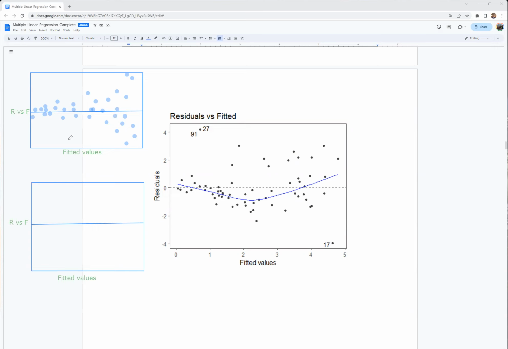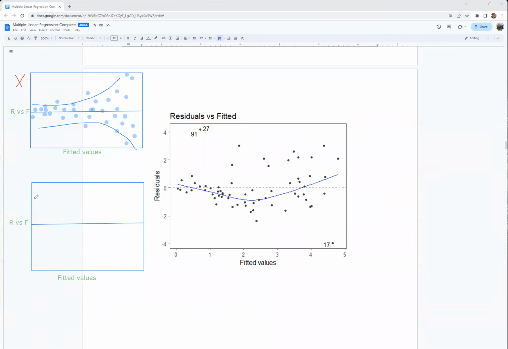Okay. This is an example of a fanning pattern because if you look at the vertical spread as you go left to right, it's getting bigger as you go left to right, right? So this violates the homoscedasticity assumption.